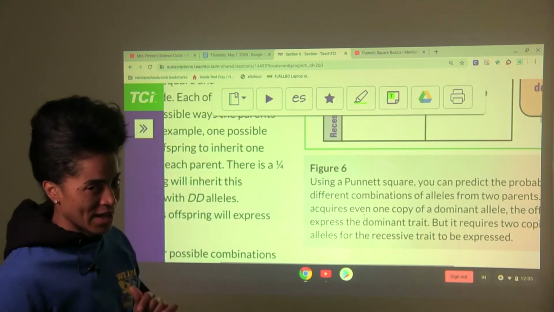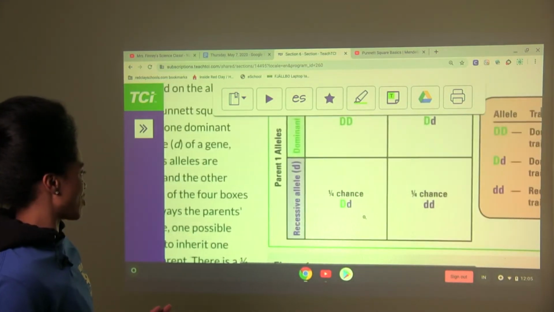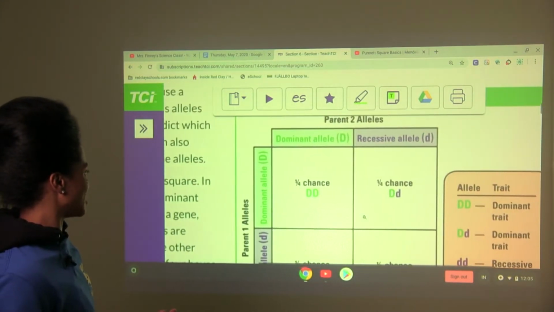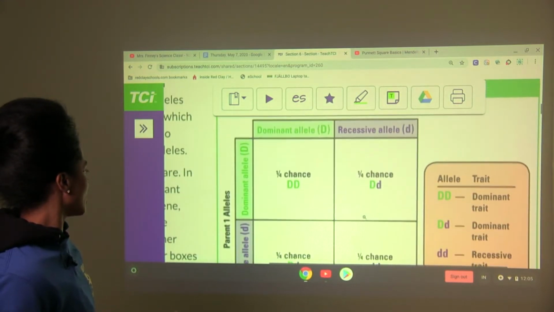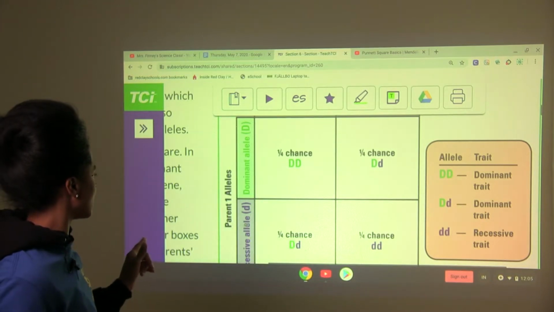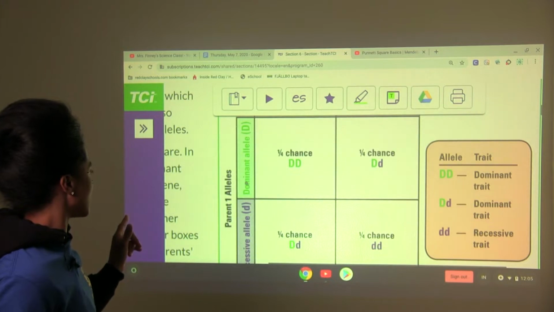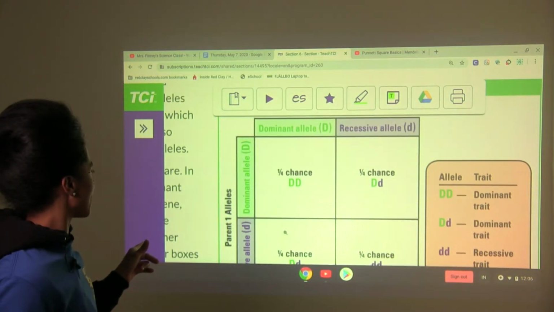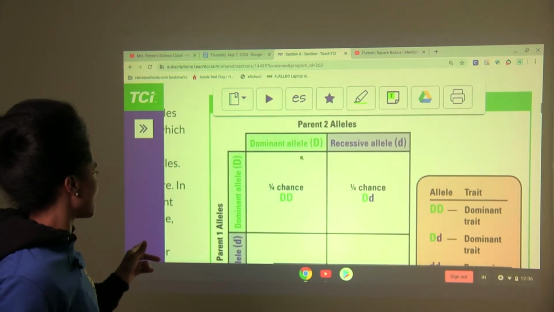Let's look at what we're talking about before we get too carried away. All right, so here we have the image. Parent 1 alleles right here. Okay, parent 1 has a recessive allele and a dominant allele. Okay, dominant is indicated with green, recessive is indicated with purple. Okay, and parent 2 has a dominant allele as well and a recessive allele.